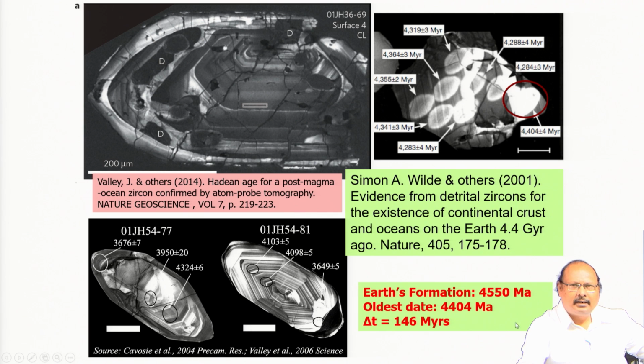And you see here I have just summarized that if the earth was formed around 4,550 million years before present, the oldest date that has been found here is 4,400 million years. So, within 150 million years of earth's formation, the material that was formed is now preserved only as a single crystal. The rock of that age is destroyed.